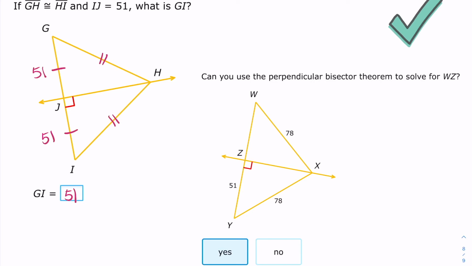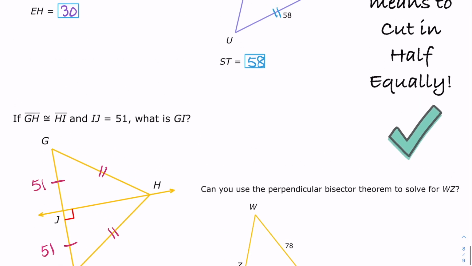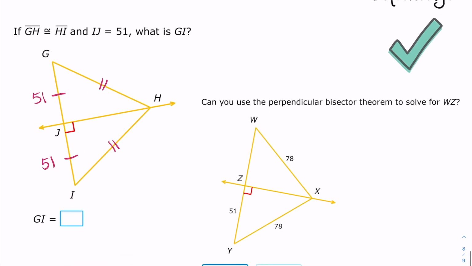Okay. Oh, wait. I'm sorry. What am I doing here? What is it asking me to find? Ooh, this tricked me. It's not asking me to find GJ. It's asking me to find GI. So together, these are 102. We have to add them together. Be careful. I almost made that mistake. So we have 102. Okay.